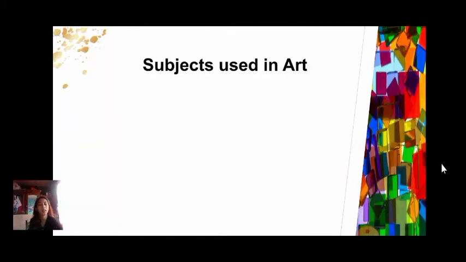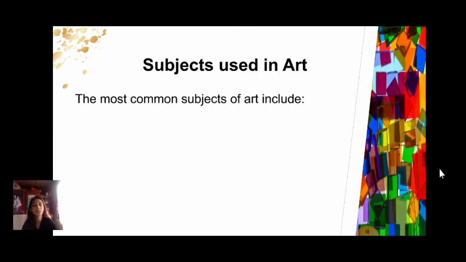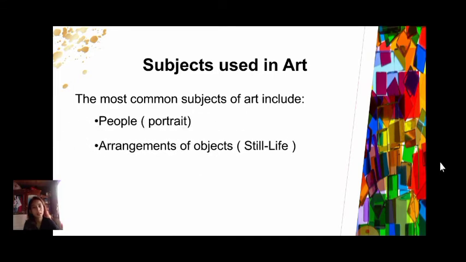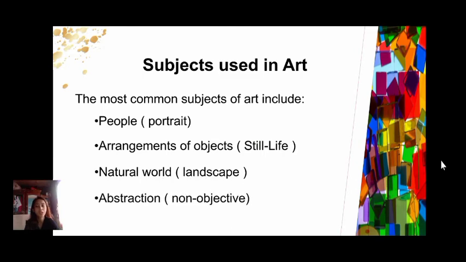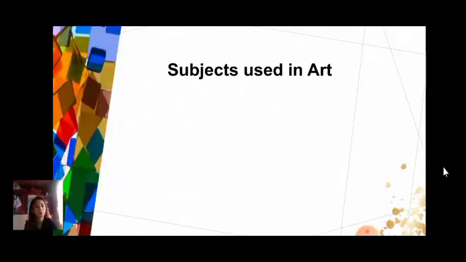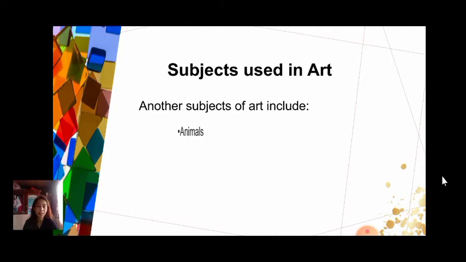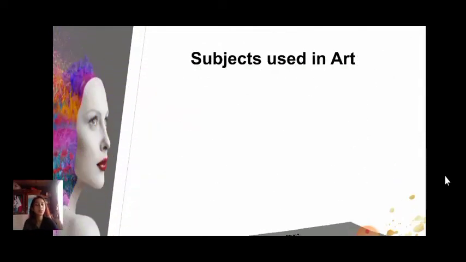So, next, the most common subjects of art include people or portrait, arrangements of objects or still life, natural world or landscape, and abstraction or non-objective. Other subjects of art include animals, which we mentioned earlier, everyday life, and figures.